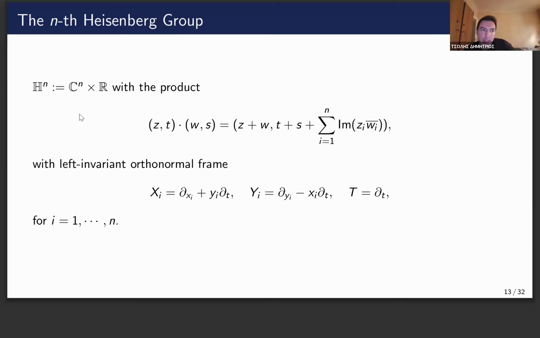You can also generalize the Heisenberg group to n dimensions, or actually 2n plus 1 dimensions. And we use this product here, which is very similar to the product we use in the n equals 1 case. And we define it as C^n times R. And the left invariant orthonormal frame is very similar. Now, this is orthonormal with respect to the Webster metric. If we only consider the Levi form, which is the Sub-Riemannian metric, then this is orthonormal.